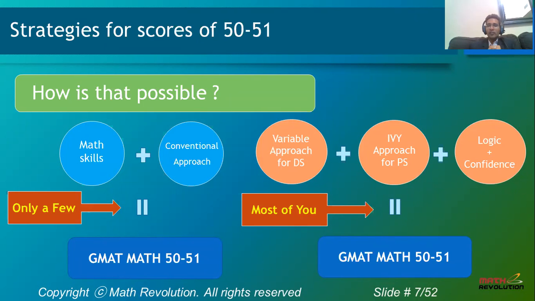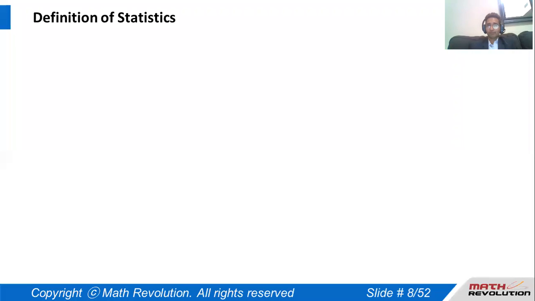It's a very negligible percentage out of the whole. But again, if you have weapons like the variable approach for DS and the IV approach for PS, if your logic is intact and you are confident about it, then that number would flip, and most of you would be able to score GMAT Math 50-51.